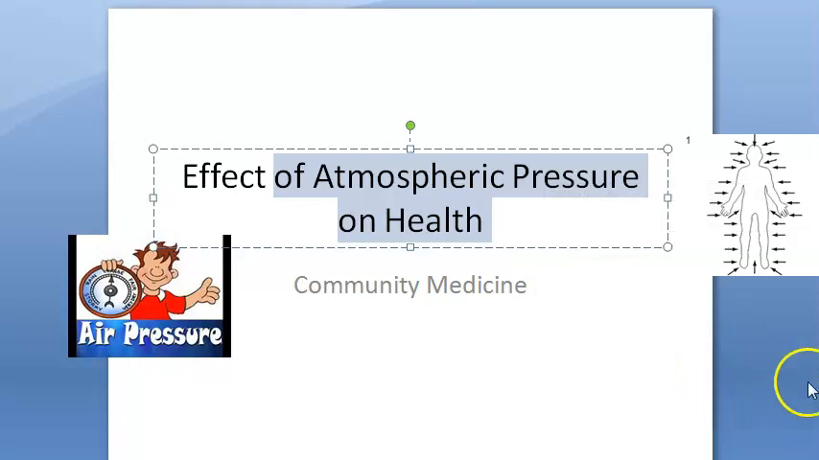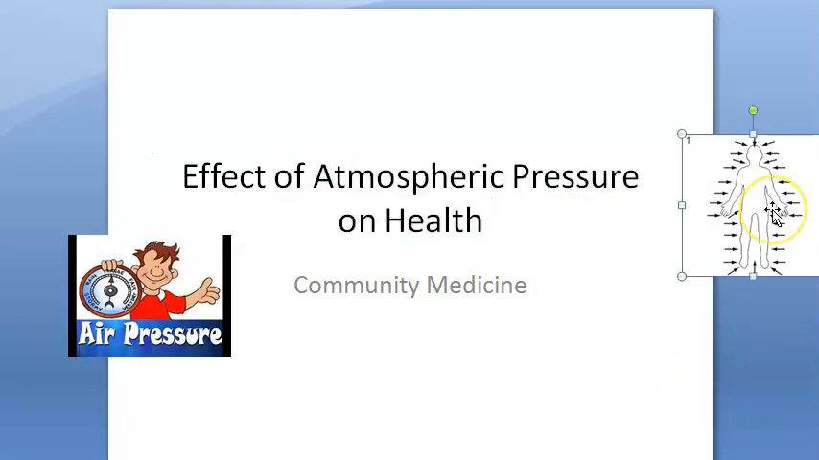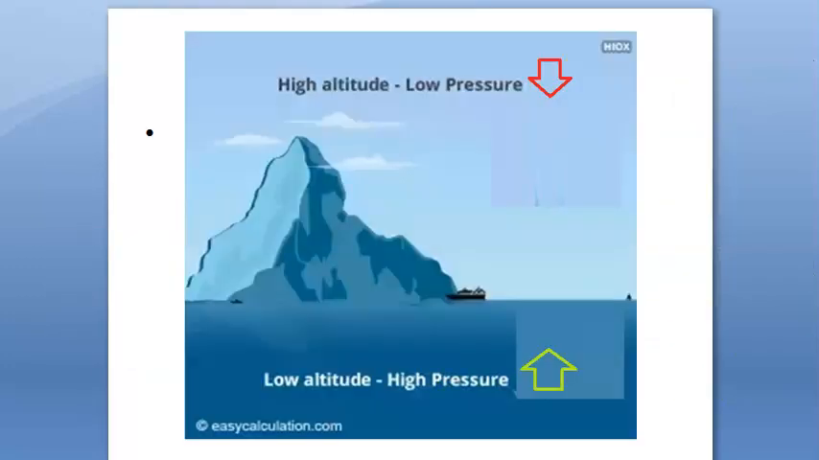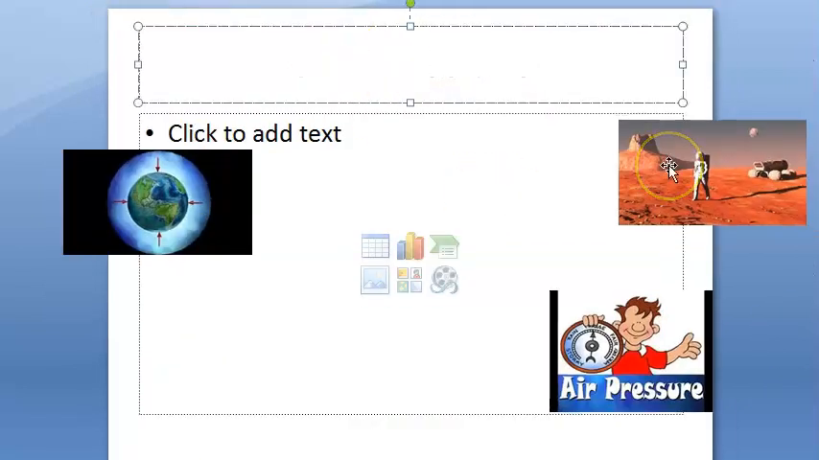Man is physiologically adapted to live at 760 millimeter of mercury or around it. Around this pressure he can live. He is adapted to live around this pressure. Any change in the pressure will have an adverse effect on health. Okay, so let us look at all that, the effect of pressure on health.